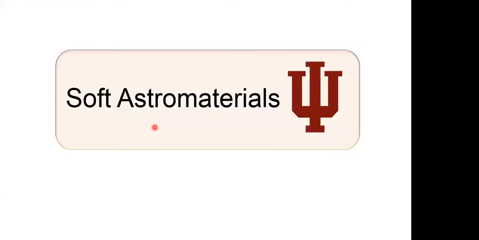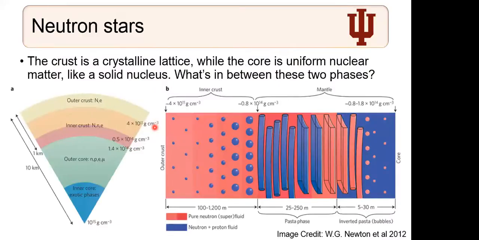So I think that's everything I had to say about the hard astromaterials and the crystals and the phase separation. And I'm going to move now into the deeper part of the crust, which is the inner crust and the nuclear pasta that's found there. So to again review, the crust is this crystal, but the core is this ball of uniform matter, like a giant nucleus. So there's got to be some sort of nuclear phase transition in between where you go from having isolated nuclei to bulk nuclear matter.